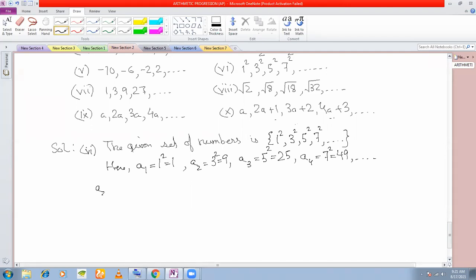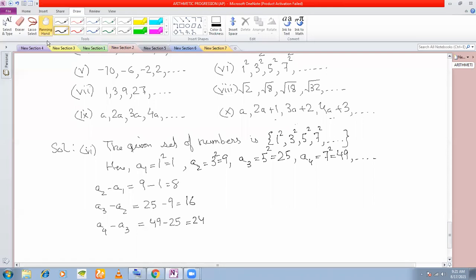Take the differences. A2 minus A1 is 9 minus 1, equal to 8. A3 minus A2, 25 minus 9, equal to 16. A4 minus A3, 49 minus 25, which is equal to 24.